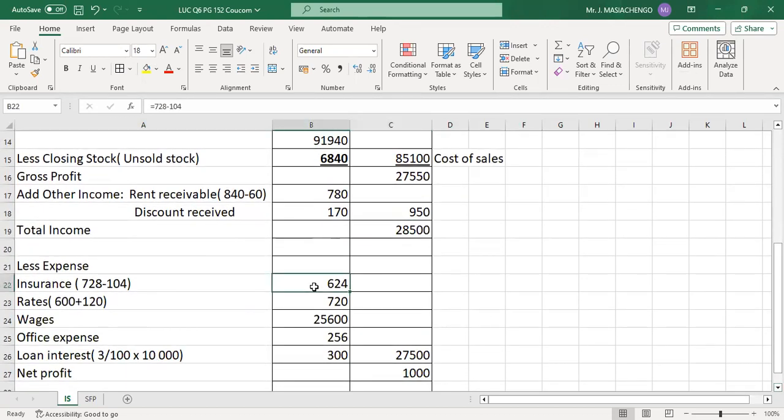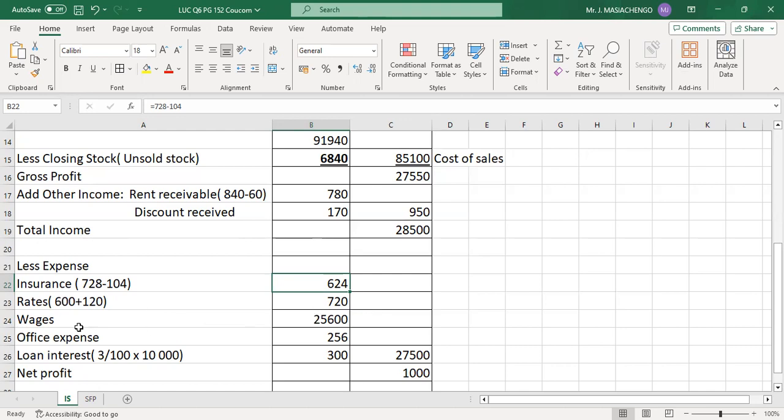On our expenses, for the meantime, please, all Form 1s and 2s, don't make adjustments. Just take insurance for the meantime. We are going to use the figure for insurance, 728. All right, so we are going to put 728. Then 600 for rates, no adjustment for the meantime.